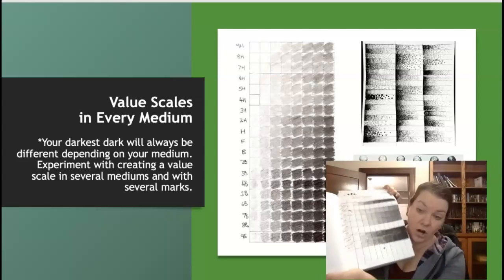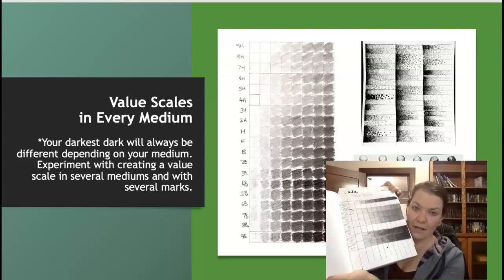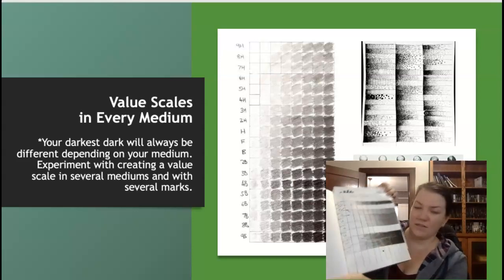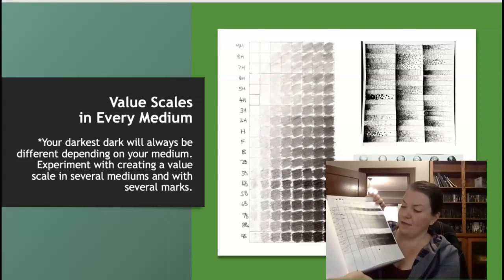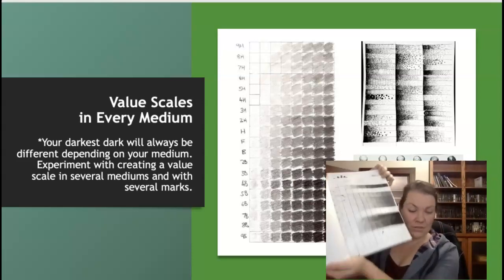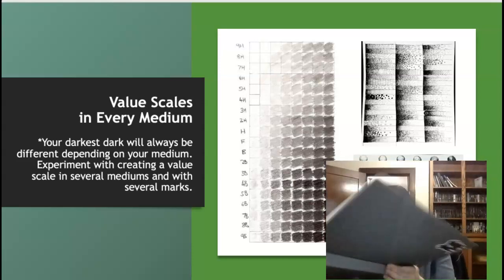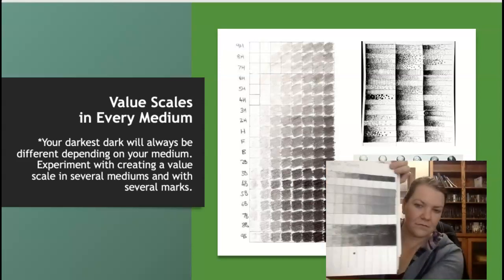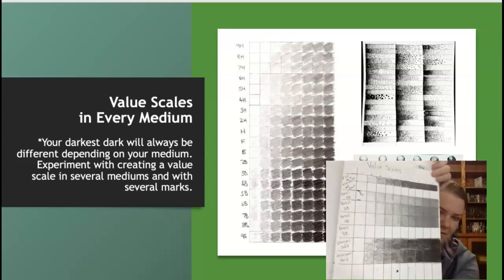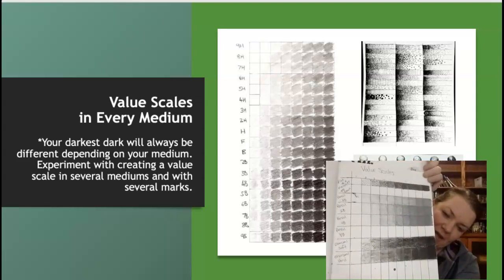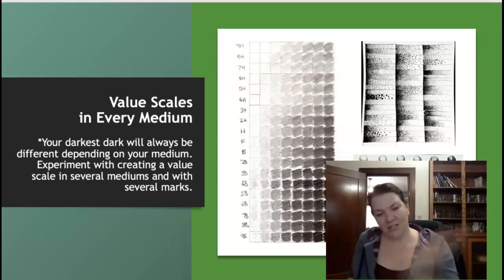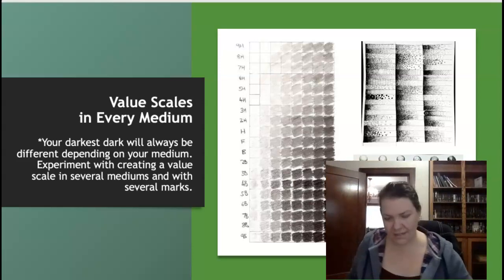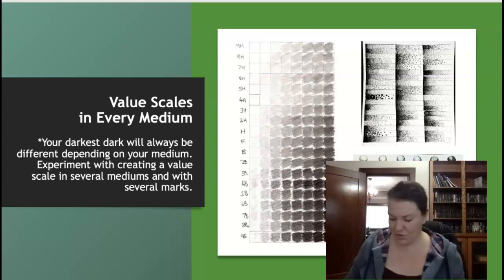I included charcoal on here, but if you are my Lake Washington class, you are not using charcoal, you're just using graphite. And if you are my Edmonds class, then you're using all of these things. So notice that I labeled what each band is. And I'm left-handed, so I started at the darkest and then went to the lightest. You might want to start with the lightest and get to the darkest.